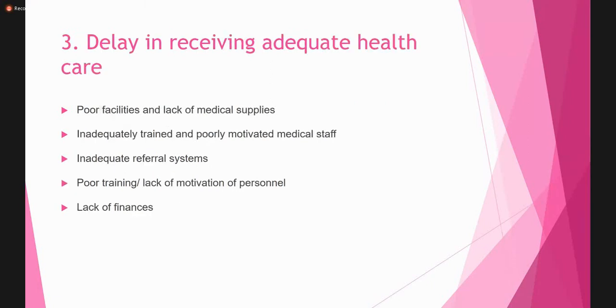Delay in receiving adequate health care: poor facilities, lack of medical supplies. This is very common in our system. And inadequately trained and poorly motivated medical staff. When they see the patient, they run away. This is not fair because they are not well trained. They are unable to handle the emergencies. Inadequate referral system, the patients are not referred on time. Poor training and lack of motivation of personnel, and then the lack of finances. So these may be the hindrances which may lead to delay 3.